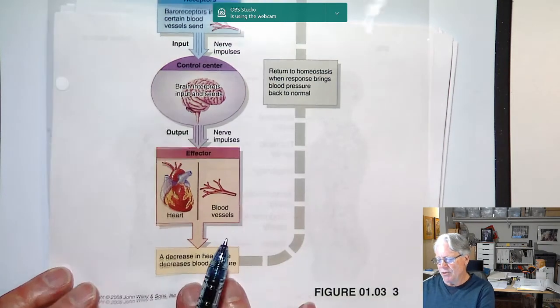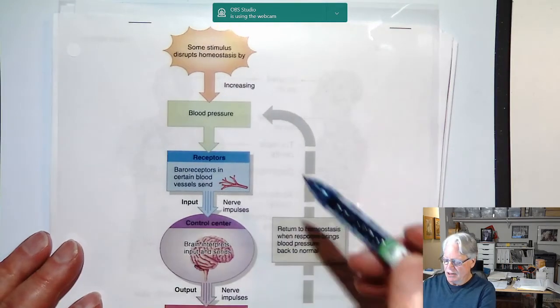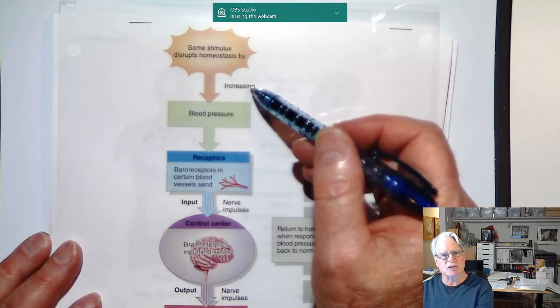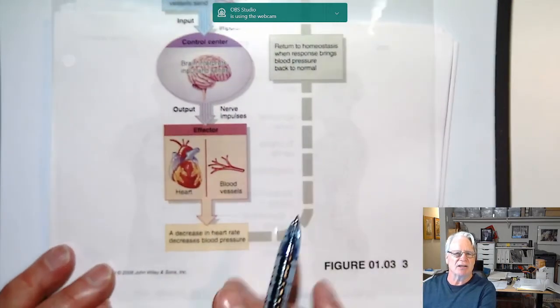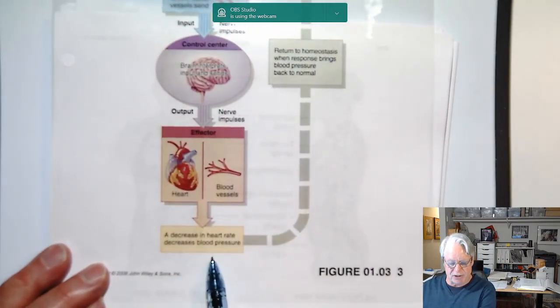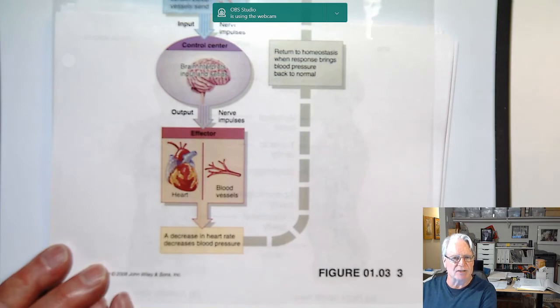Okay. Now, if we had an increase in blood pressure, and after we go through this process, we come out here and we get a further increase in blood pressure, then that would be a positive feedback system.